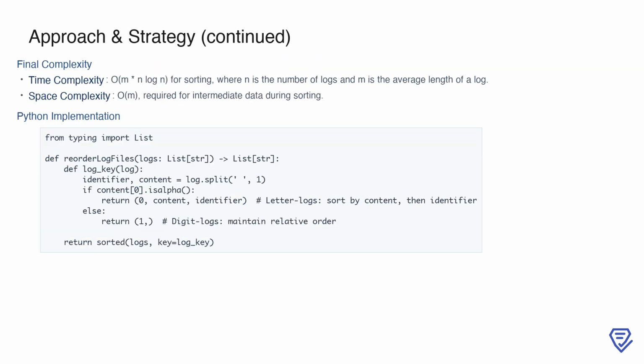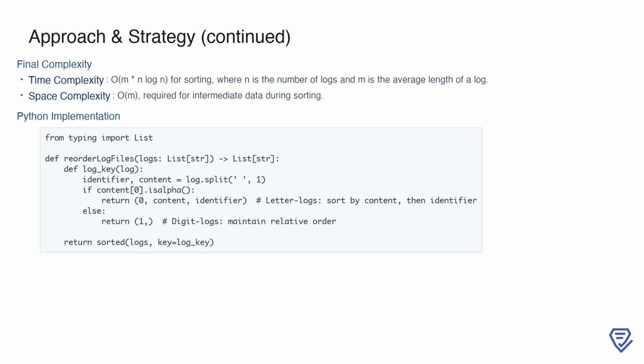The final complexity of our solution reflects the sorting process. The time complexity is O(m * n log n), where n is the number of logs and m is the average length of a log. This covers the cost of sorting the logs using the key function. The space complexity is O(m), which accounts for the intermediate data used during the sorting process.